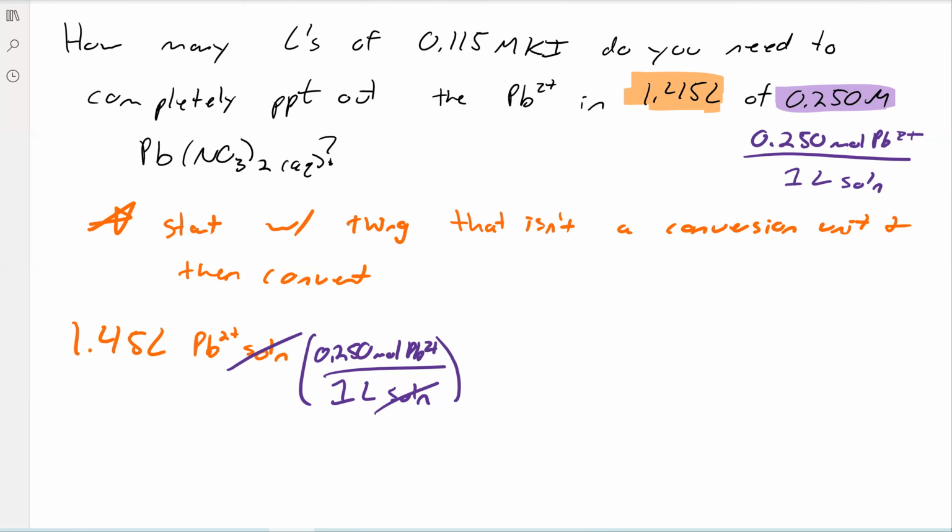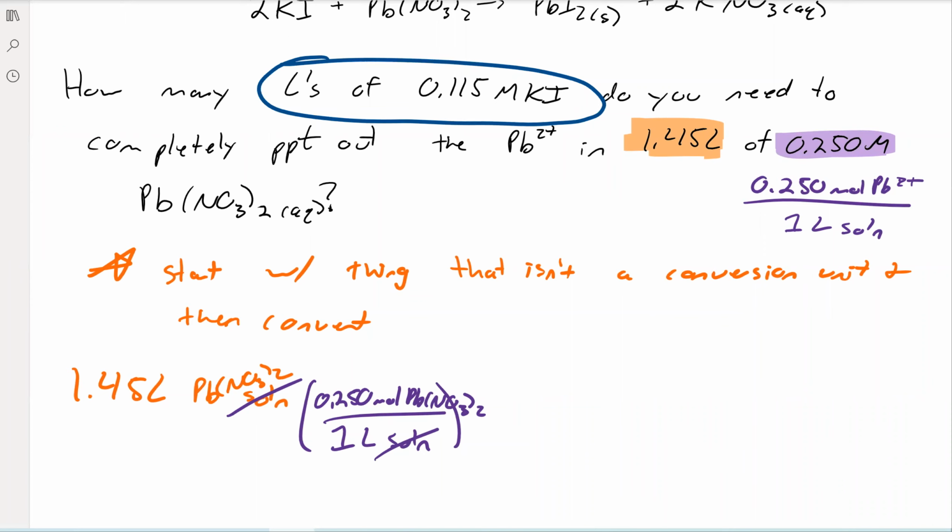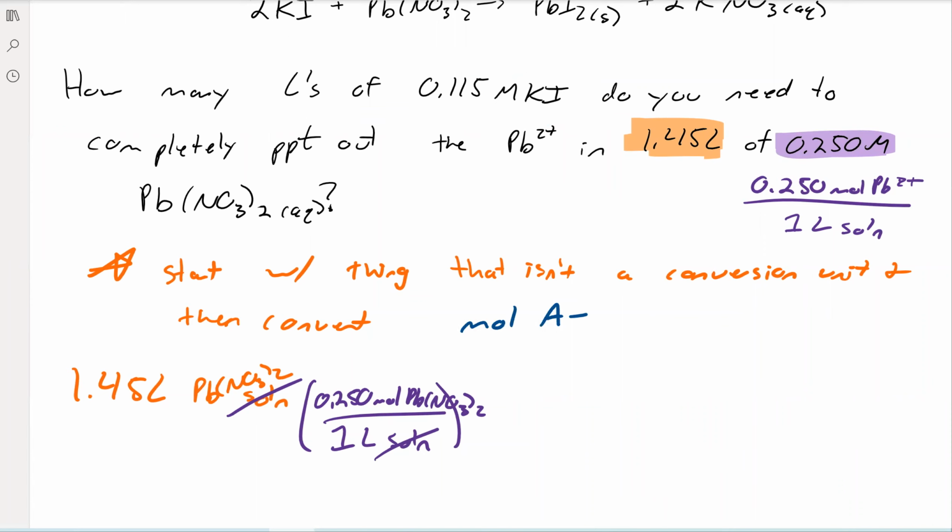All right, so now we're at moles of our lead 2+, or our lead nitrate. Either way, it's talking about the same thing. So if you want to write it out as lead nitrate, that's fine too. And then we have to figure out what we're going to do next. What we want to talk about is liters of KI. So that's a different compound. So what we're doing next is going from moles of A to moles of B. We're going from talking about moles of lead to talking about moles of potassium iodide.